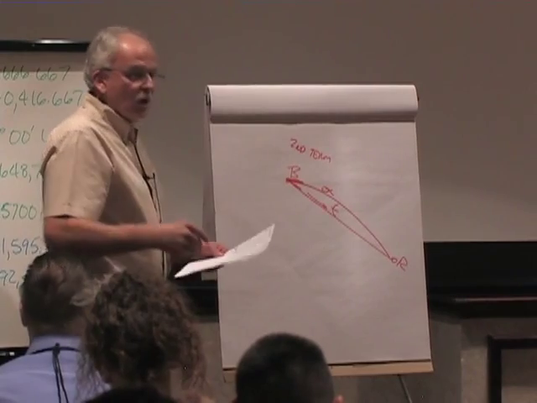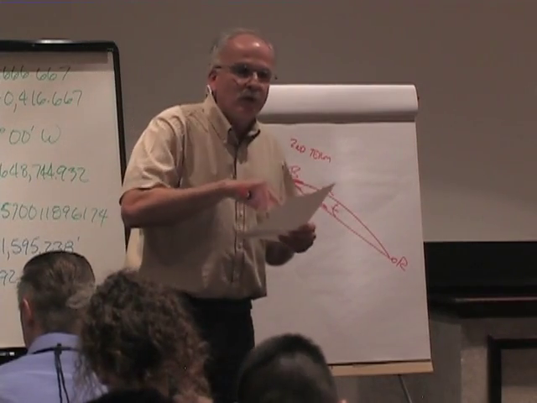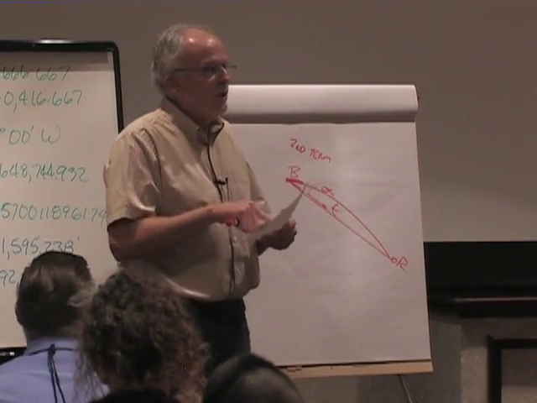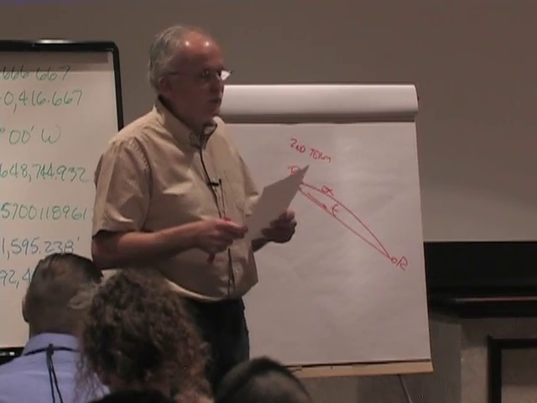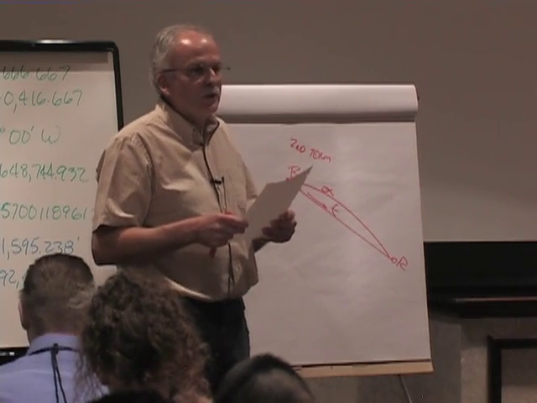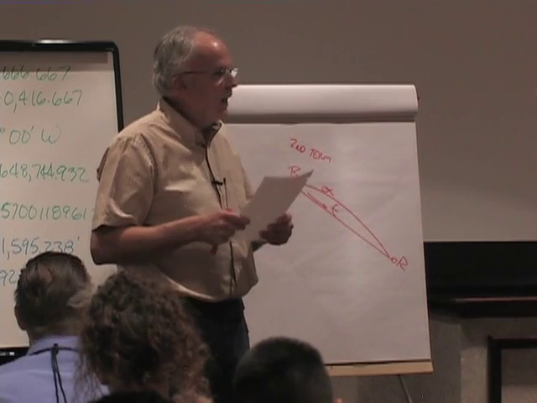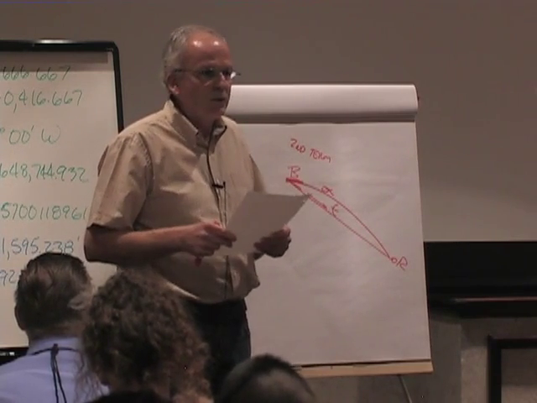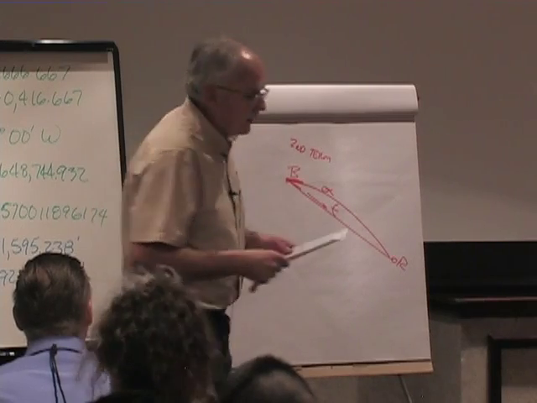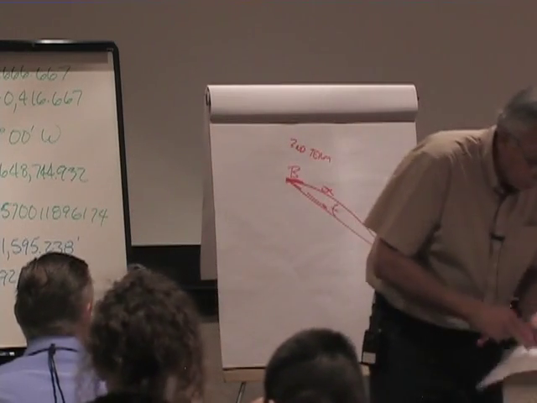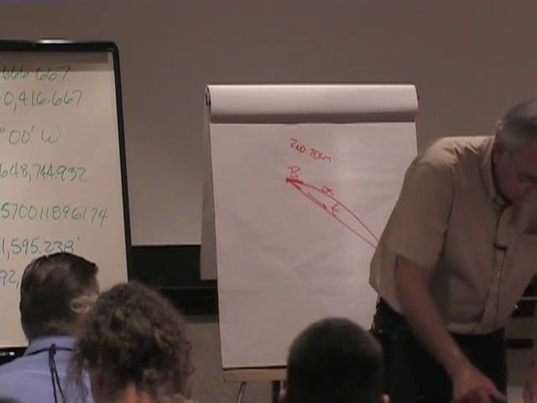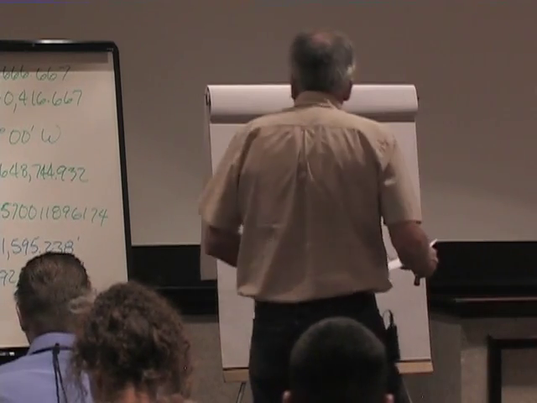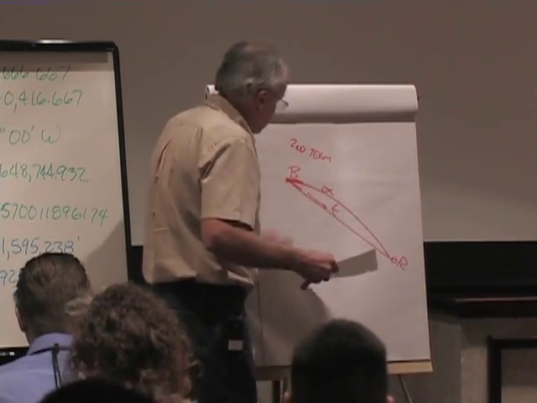So, we know our grid coordinates for Bernardino. We know our grid azimuth from Bernardino to Riverside. We're 2/3 of the way there. Now all we have to come up with is the grid distance from Bernardino to Riverside. Okay? And in the problem, questions?